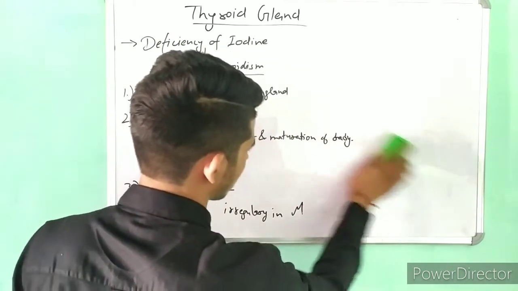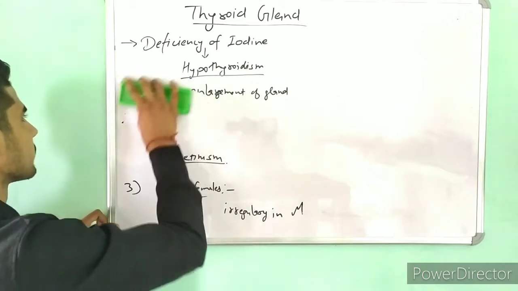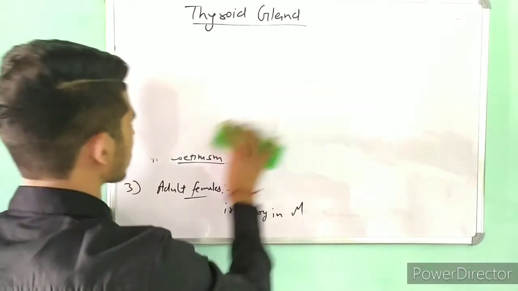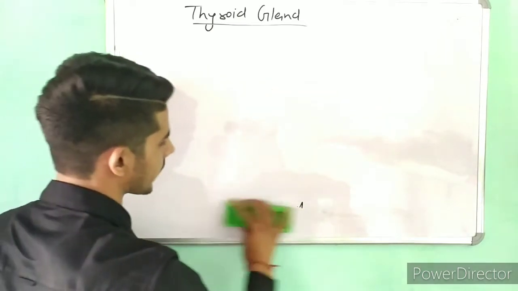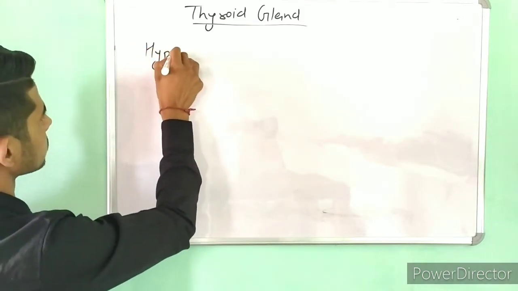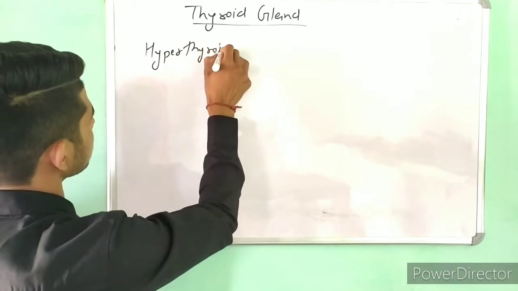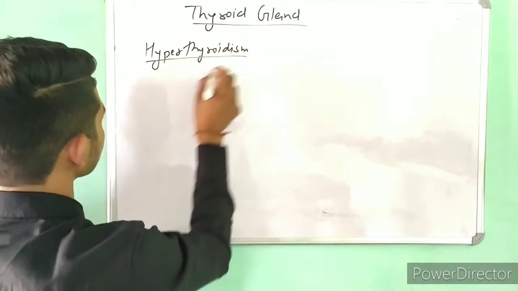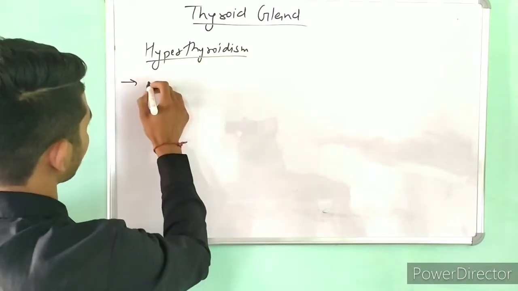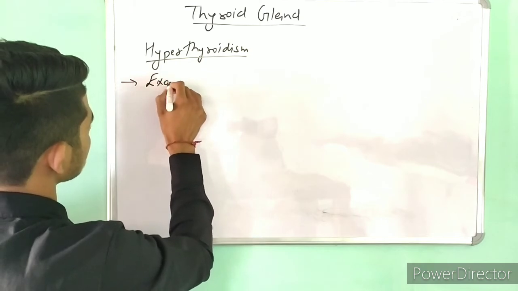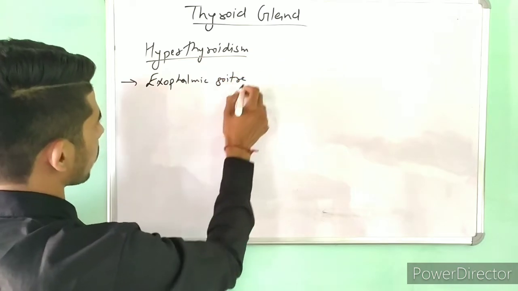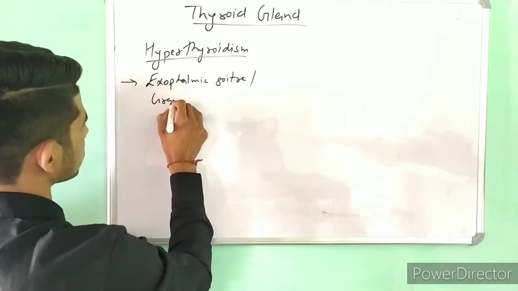Now we are going to discuss hyperthyroidism. Hyperthyroidism is a condition where there is more secretion of the thyroxine hormone by the thyroid gland. In this condition, the disease is called exophthalmic goitre, or it is also called Graves' disease.